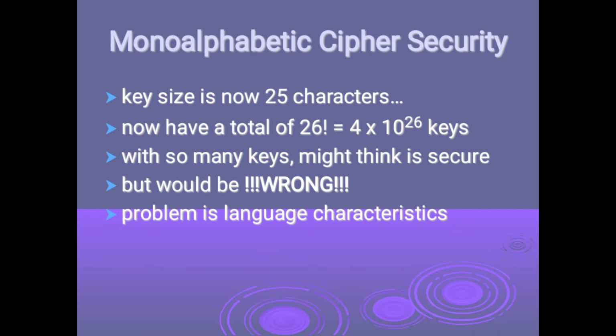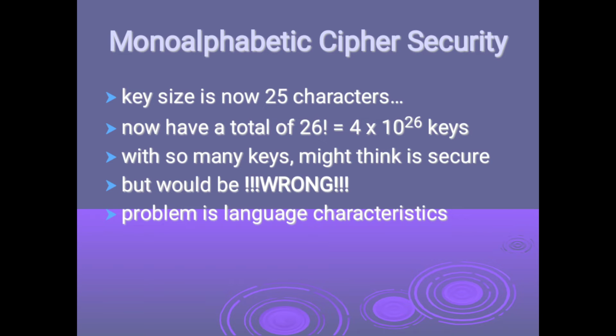Why are we going for the monoalphabetic cipher? We think it may be more secure, but it is not. The key size may be 25 characters. Now we have a total of 26 factorial keys, which is about 4 times 10 power 26. With so many keys we may think this is secure, but it is wrong.